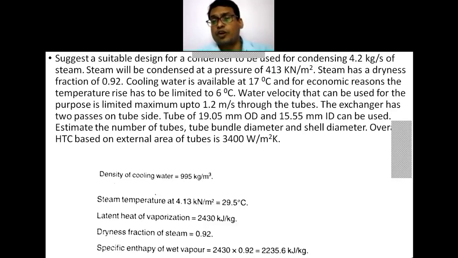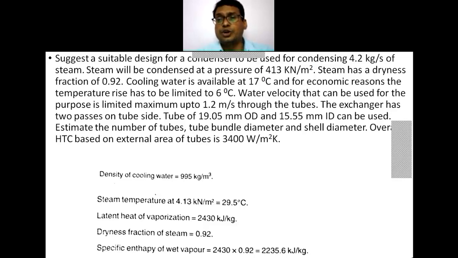And for very low velocities, less than 0.1 or 0.5 meters per second, there will be no turbulence, the Reynolds number will be very low, and again the heat transfer coefficients are less. So generally 1 to 3 meters per second is the tube side velocity, and for the shell side it is generally around 0.1 to 1 meters per second. The exchanger has two passes on the tube side to maintain this much velocity.